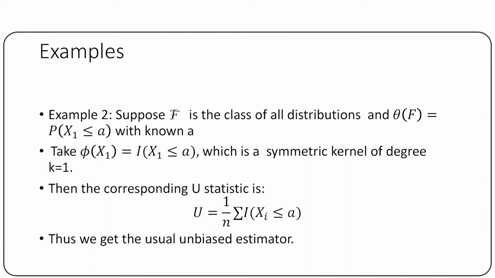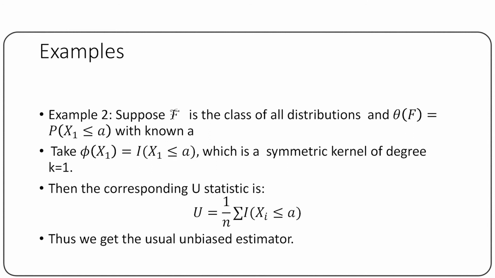Observe that theta f can be looked upon as the expected value of the indicator x1 less than or equal to a. Therefore, by analogy with the previous example, we can set the kernel as phi x1 equal to the indicator x1 less than or equal to a. Then phi is symmetric and of degree 1. Therefore, the corresponding U-statistic is the proportion of observations less than or equal to small a, which is nothing but the usual unbiased estimator.